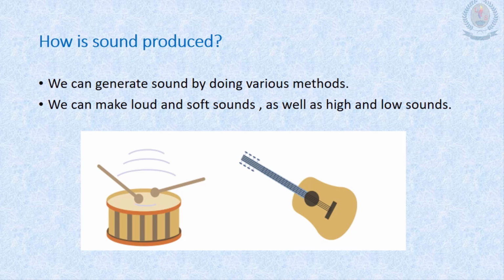So, how is sound produced? We can generate sound by various methods. We can make loud and soft sounds as well as high and low sounds. From the drum, we can make loud sounds. From the guitar, we can make soft sounds.